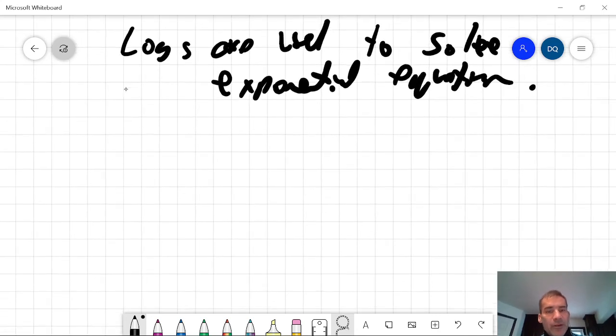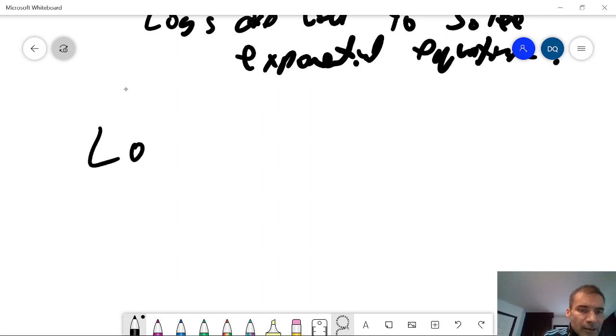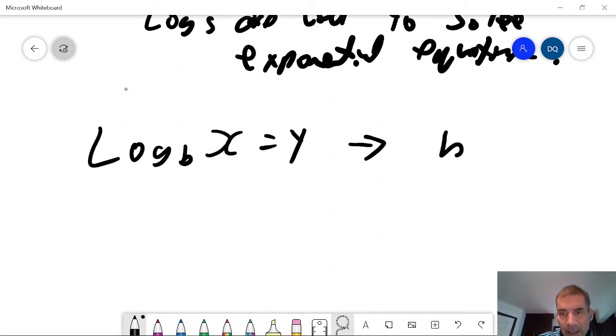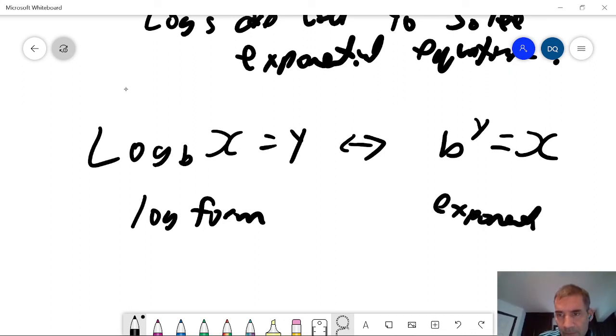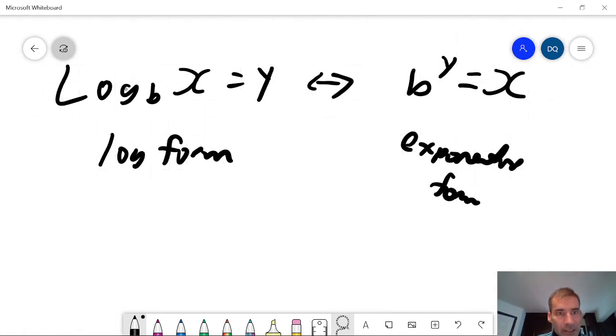And if you learned anything from this video, what I hope you learned is that the base b log of x equals y implies that if you take b and raise it to the exponent y, that gives you x. These are equivalent statements. This is called the log form, and the exponential form of the same idea. There's no explicit definition of a log. It is implied from understanding it's a rearrangement of the exponential form.